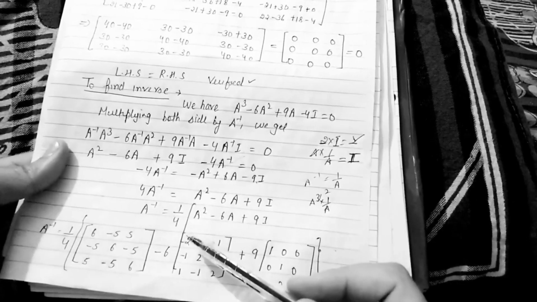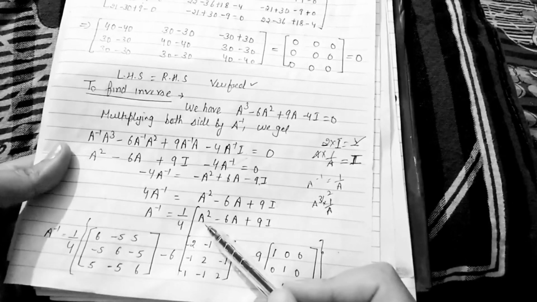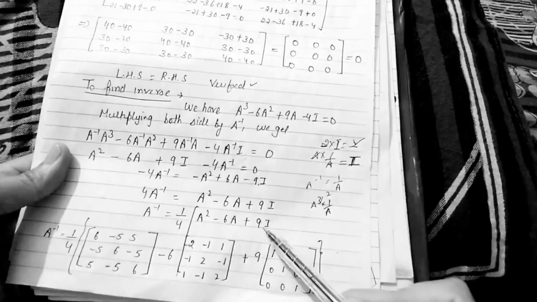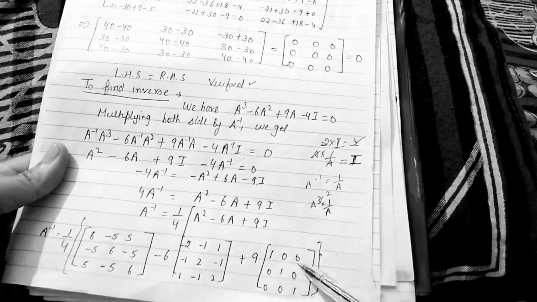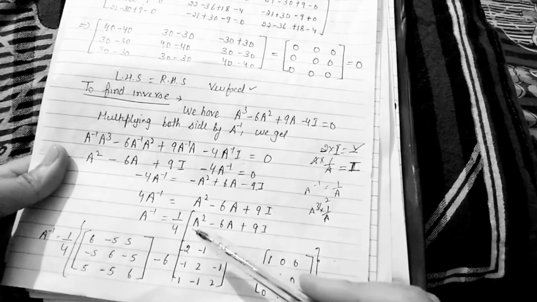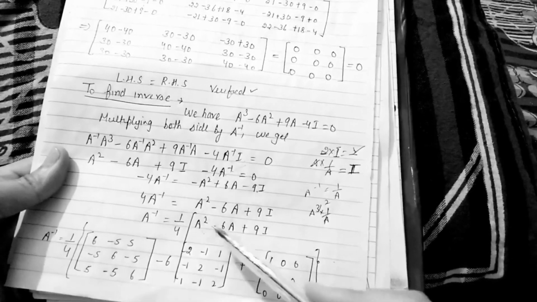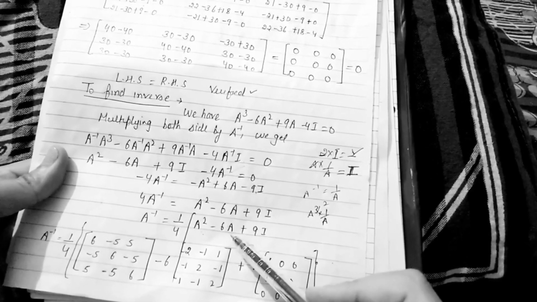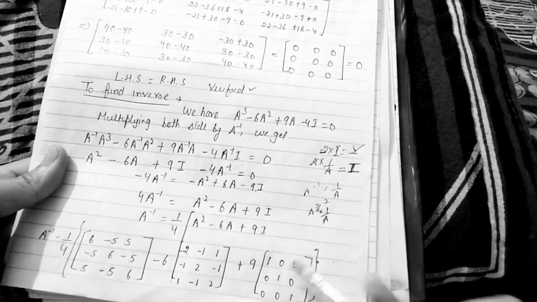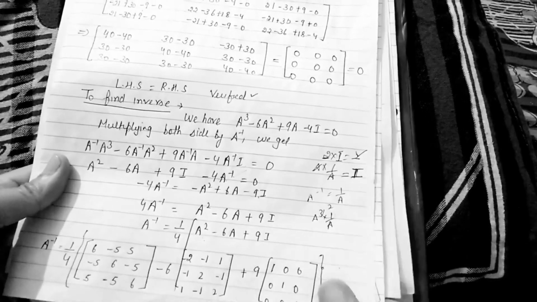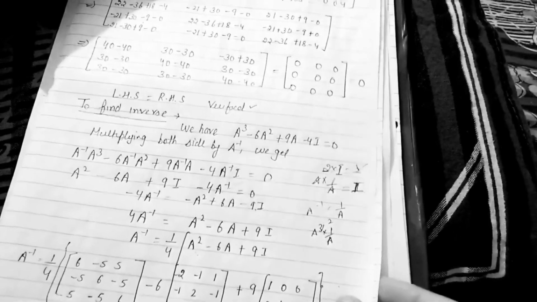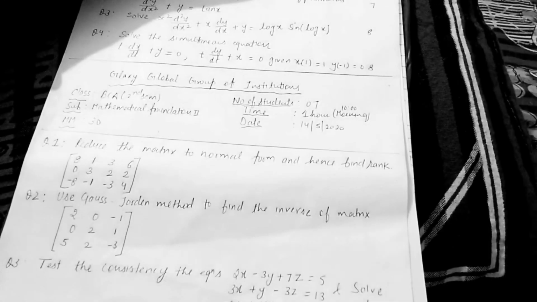Okay. Now we have to put in the values of A square, 6A and 9I. I am going to put in these values. You already found the value of A square. You have A, and you can multiply 6 by A, and 9 into I, where I is the identity matrix. So basically you have to put in the values of all of these.